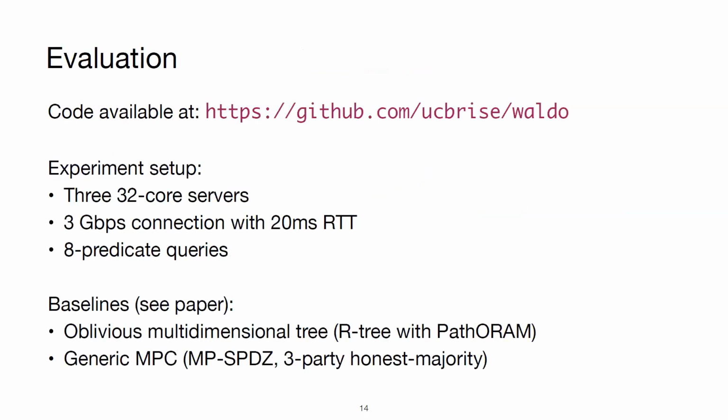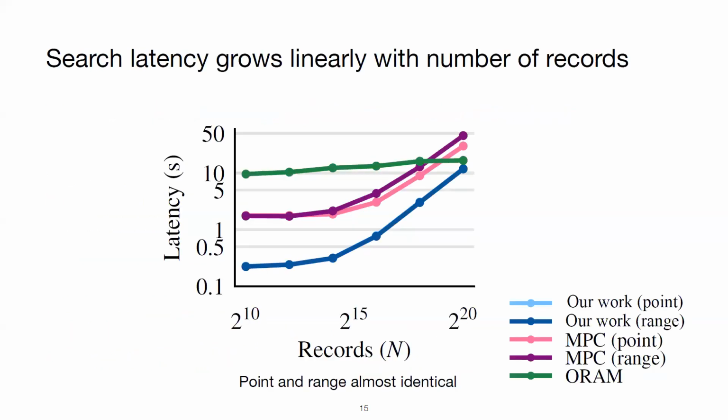So we implement and evaluate our solution. So we run on 3 32-core servers with an 8 gigabit per second connection and 20 millisecond round trip time. And we have 8 predicate queries, and we compare to 2 baselines. So an oblivious multi-dimensional tree, so we implement an R tree and Path ORAM. And we also compare to a generic MPC baseline, so we use MP-SPDZ configured for the 3-party honest majority setting. So here we're looking at latency from around 1,000 to around 1 million records.